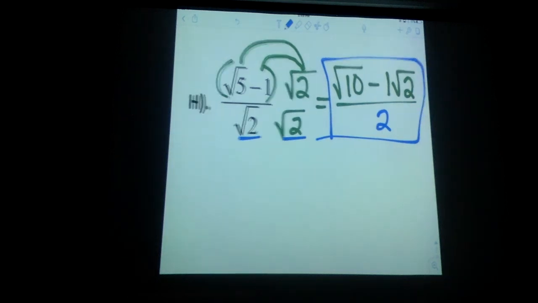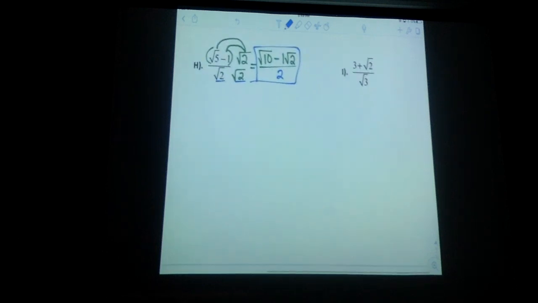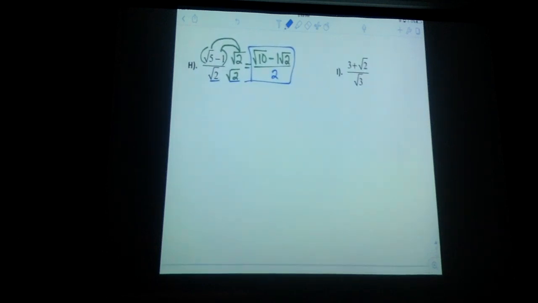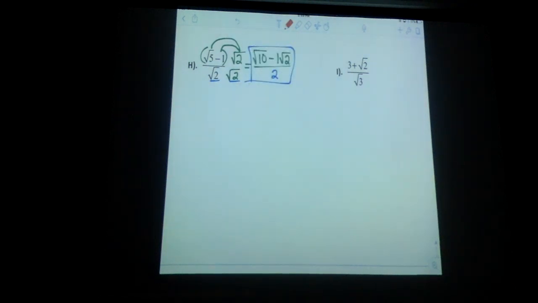All right, final example to look at for today is example I. Example I actually works very, very similar to example H. In fact, here's what I want you to do on your own real quick here. Pause the video, try example I on your own. All right, here we go.